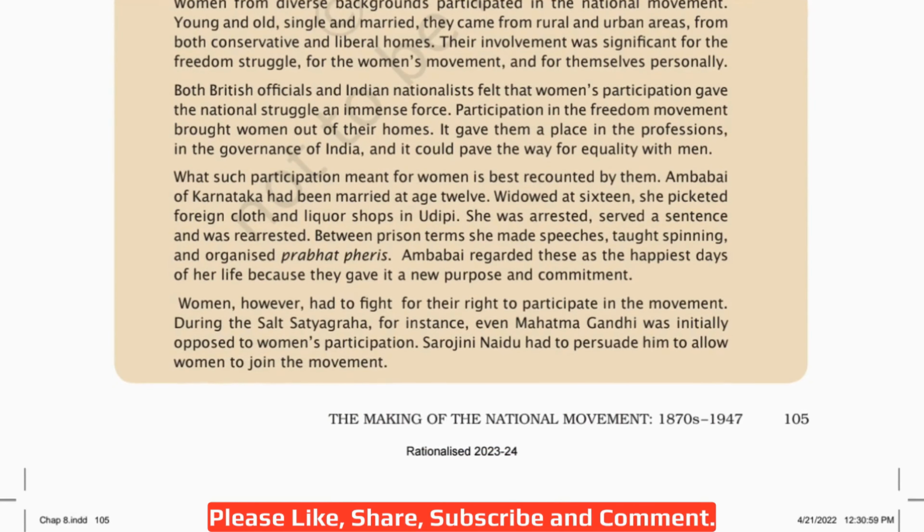What such participation meant for women is best recounted by them. Ambabai of Karnataka was married at age 12. Widowed at 16, she picketed foreign cloth and liquor shops in Udupi. She was arrested, served a sentence, and was re-arrested. Between prison terms, she made speeches, taught spinning, and organized Prabhat Pheris. Ambabai regarded these as the happiest days of her life because they gave her a new purpose and commitment.